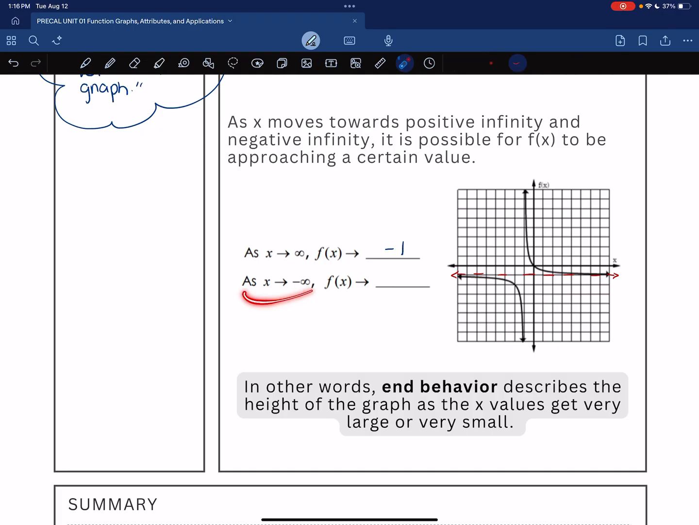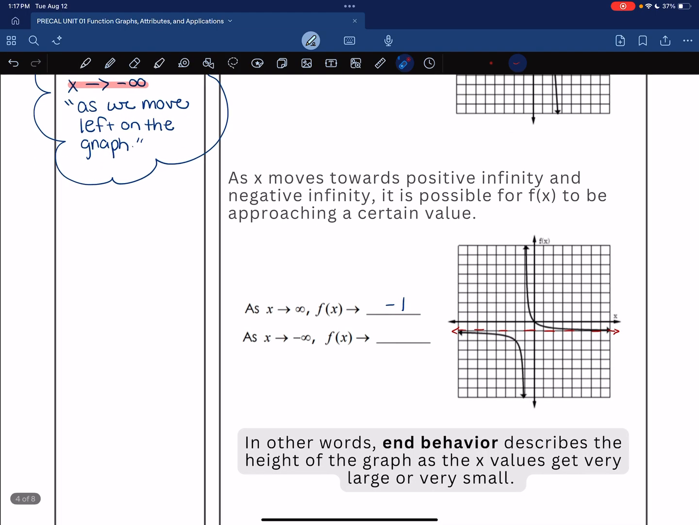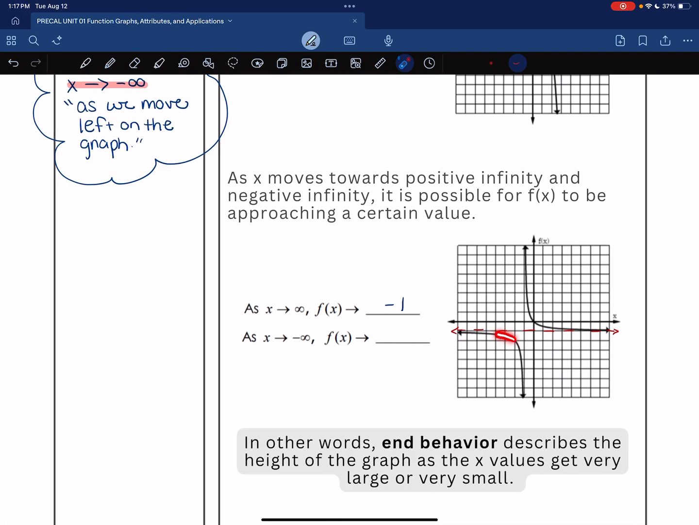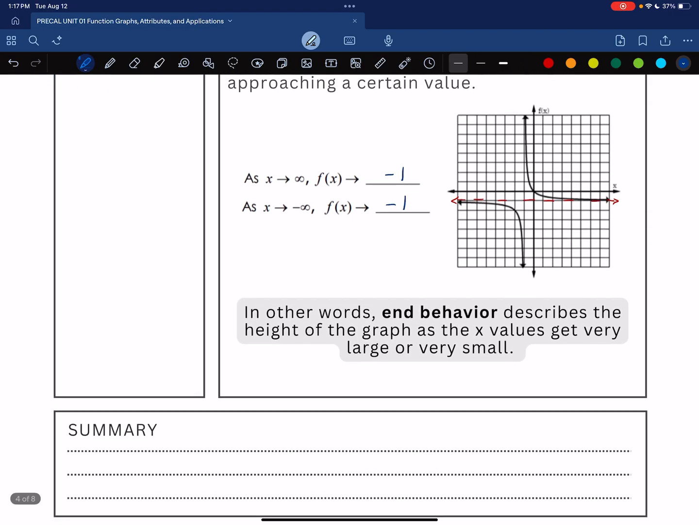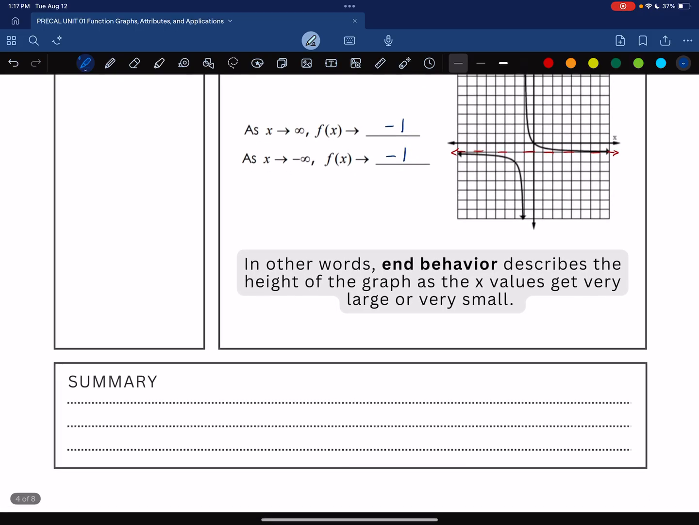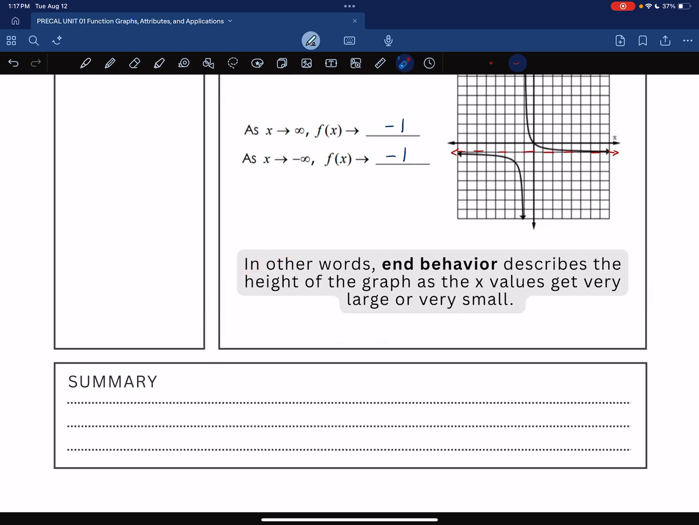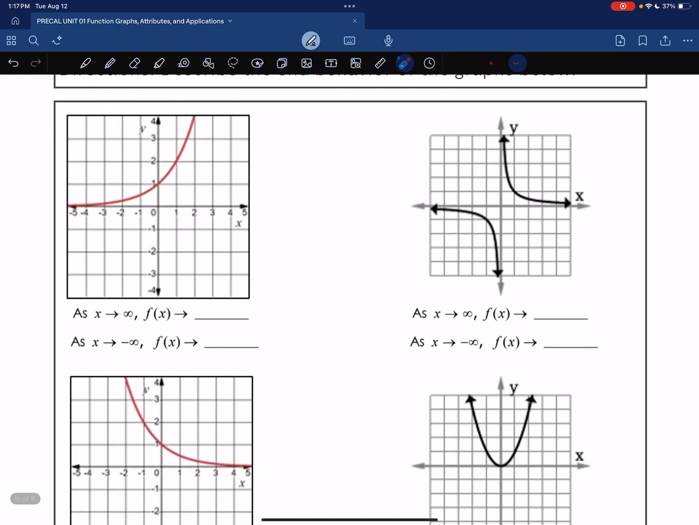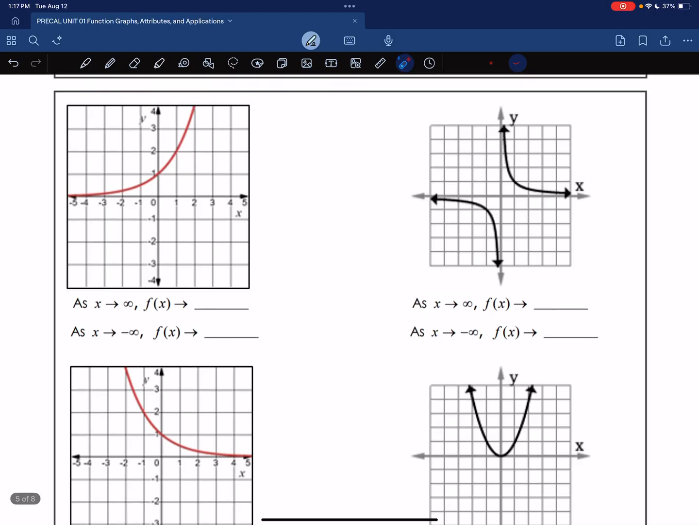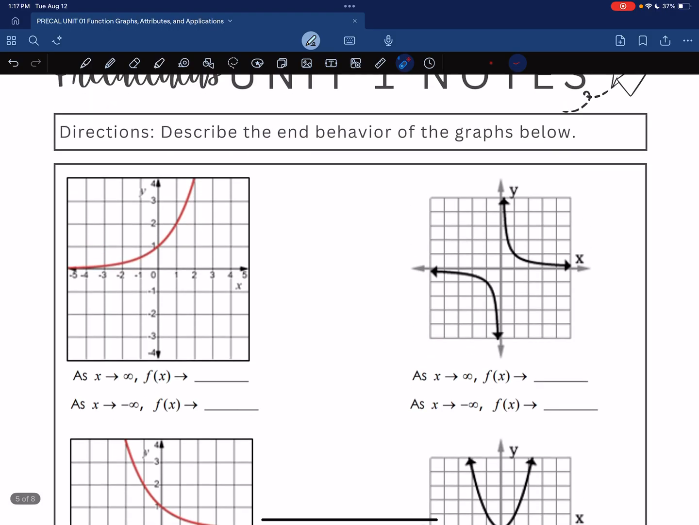And similarly, in the other direction, as x approaches negative infinity, that means as we're moving leftward, left, left, left. If we could go out here left forever, what would happen? Again, we'd be approaching -1, that value where we have an asymptote. So in other words, end behavior describes the height of the graph as our x values get very large or very small. So let's look at a few examples of all different kinds of functions and identify and describe the end behavior here on this next page.